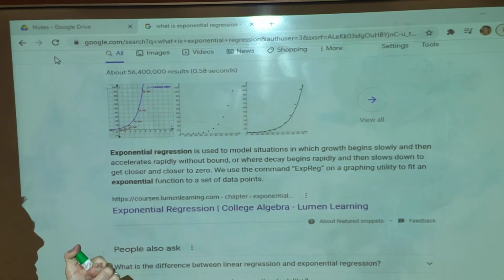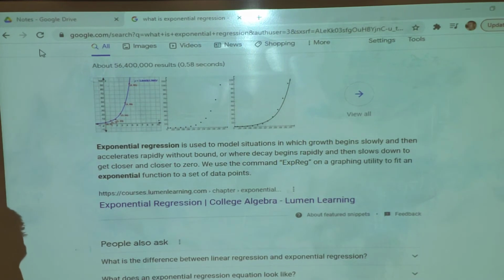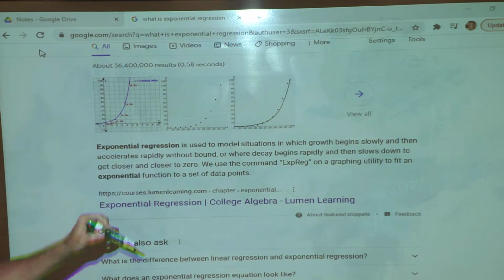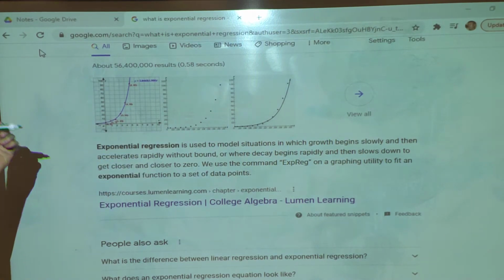All right, Coach Byerly here, and today we are doing a little exponential regression. Exponential regression is used to model situations in which growth begins slowly and then accelerates rapidly without bound, or where decay begins rapidly and then slows down to get closer and closer to zero.